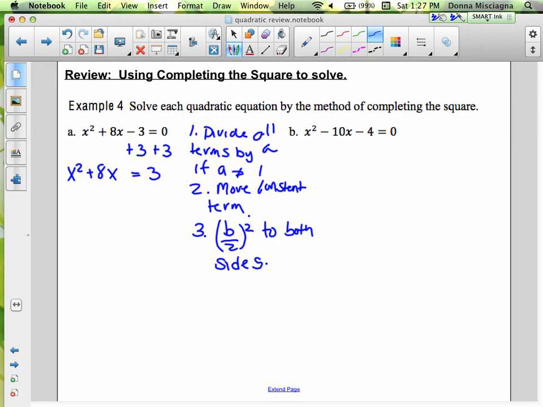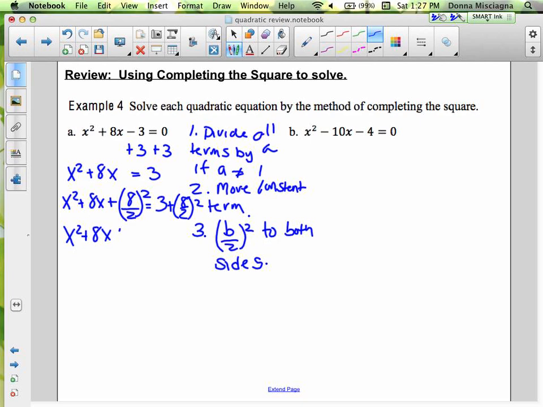In this case, b is 8. So we have x squared plus 8x plus, and I like to just write it in, b divided by 2 squared, right into the equation, equals 3 plus b divided by 2 squared. We'll squeeze that one in right there. So we have x squared plus 8x. 8 divided by 2 is 4.